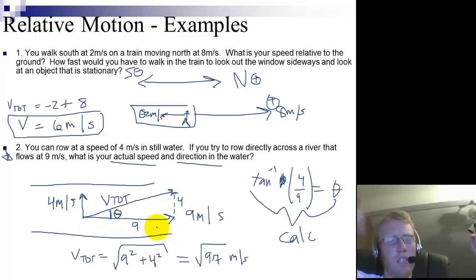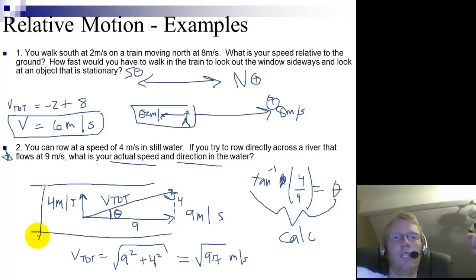Always use a common sense check like that when you're doing tangent inverse on a calculator or finding any angle for that matter. You can always tell if it's less than 45 or greater than 45 based on these two sides, right? If this side is smaller, then this angle is smaller. If this side is bigger, then this angle here is going to be the bigger angle. So calculate some angle less than 45 degrees, and that's your heading.